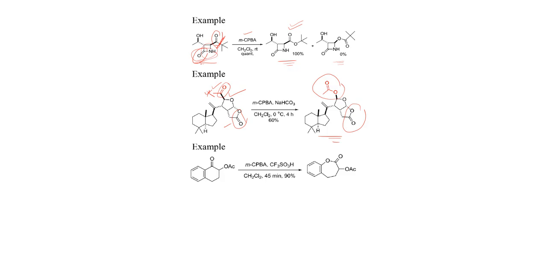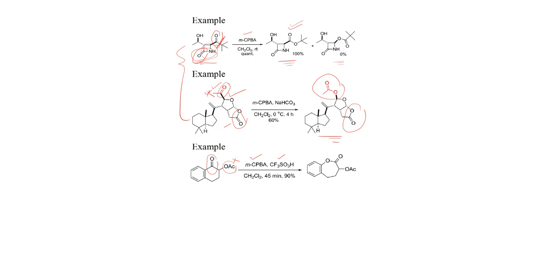Have a look at the third example. There are also two types of functionalities here in this third example. One is ketone and the second one is ester functionality. When it is reacted with MCPBA in the presence of acid, what will be the final product for this reaction? As we discussed in both of these examples, amide and ester functionality will not be affected, so here this one will not be affected.